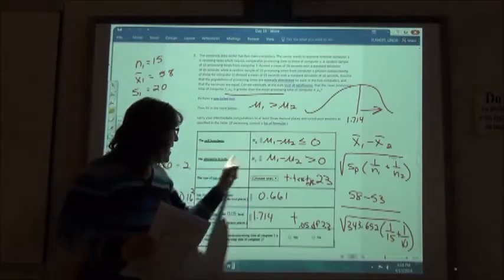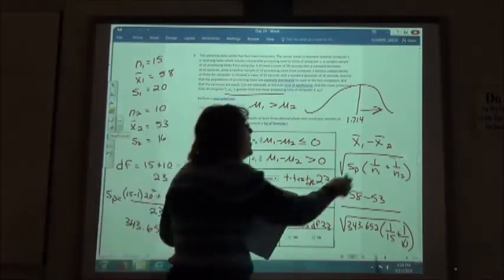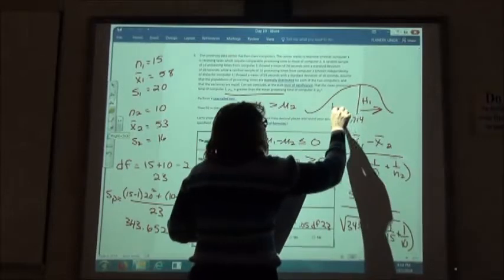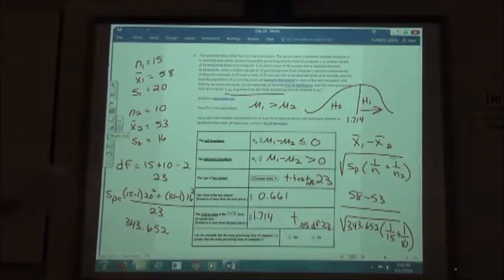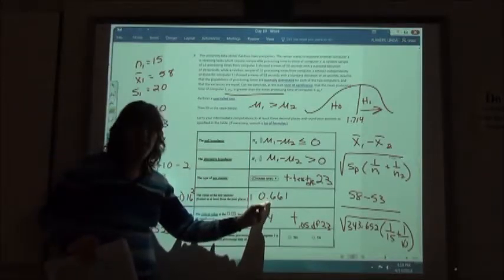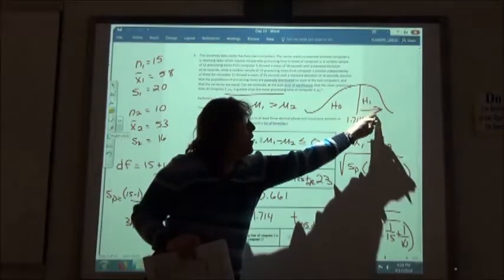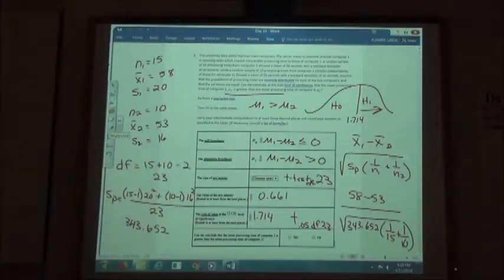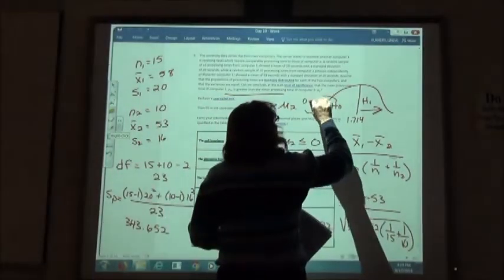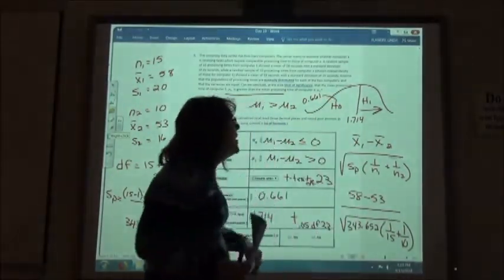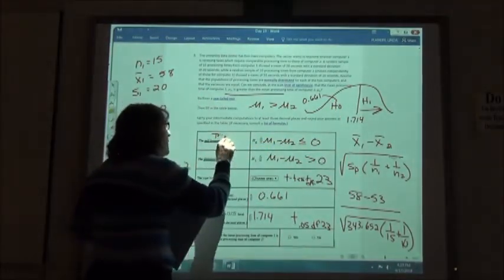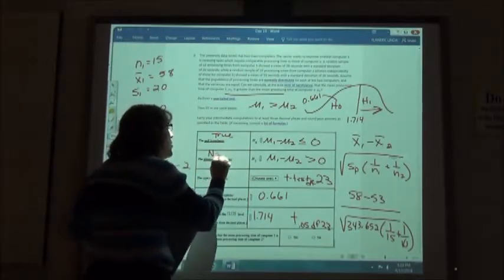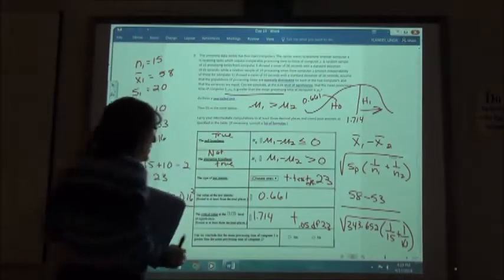The greater than section is your alternative hypothesis. That's your H1, which means the less than or equal to on the left side is your null. Does your test value, the 0.661, fall on the left or on the right of that critical value? It falls on the left. We know that the 0.661 is in that section. That means that my null statement is the one that's true. That means my alternative one is not true.